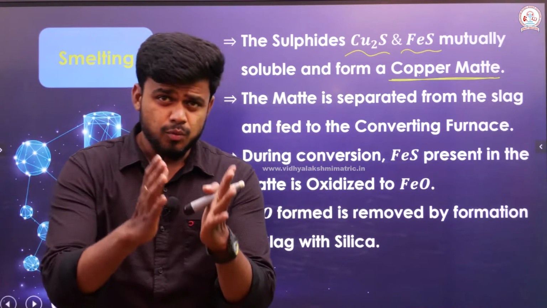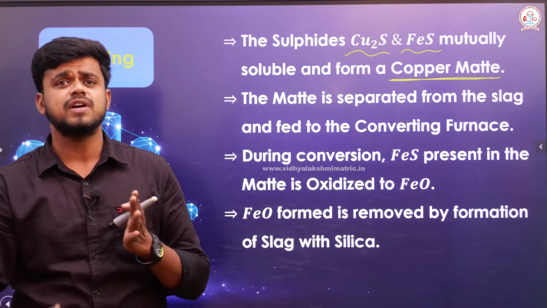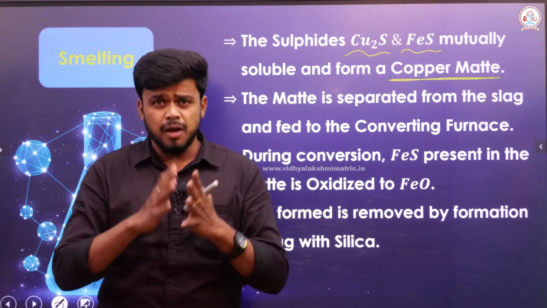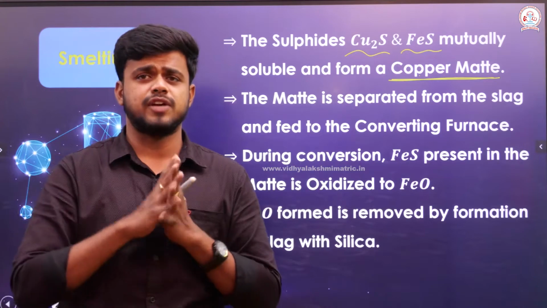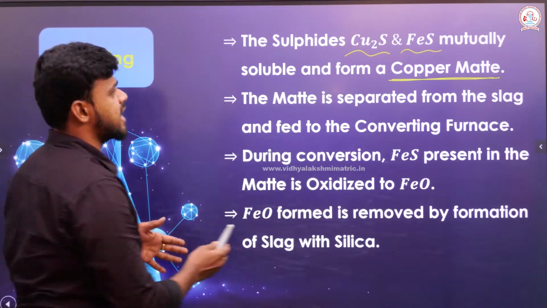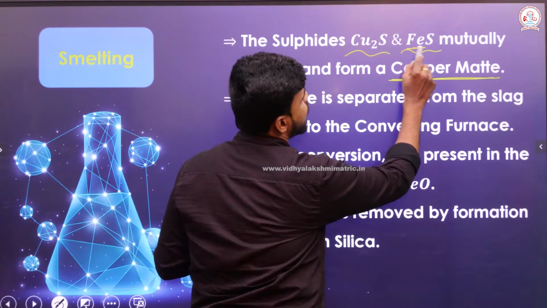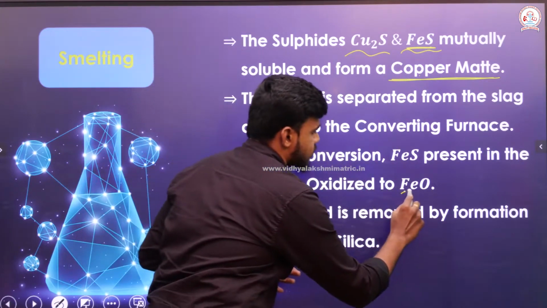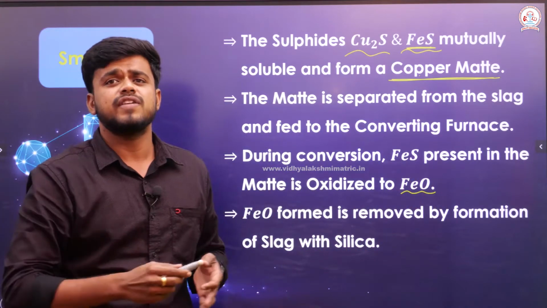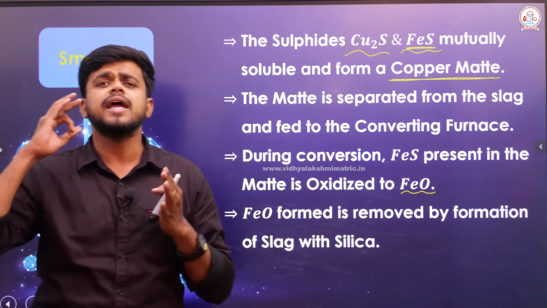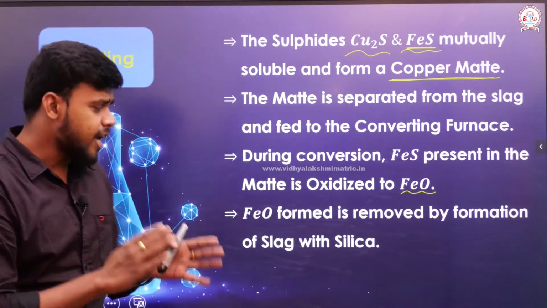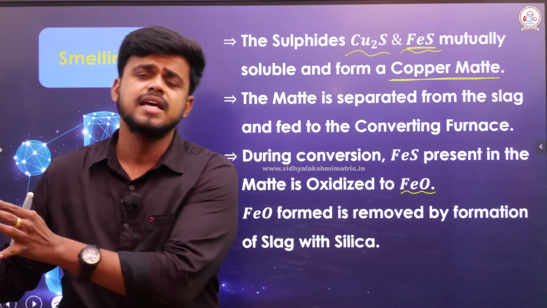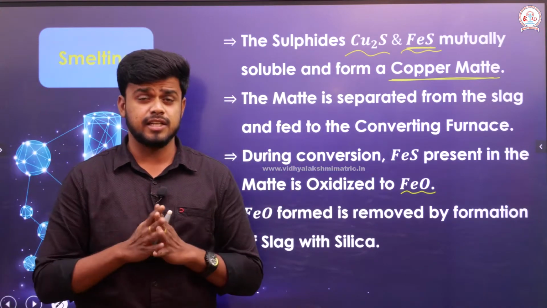Okay. What am I going to do? The matte will be shifted into a converting furnace, through the process called Bessemerization, through a converting furnace. What is happening through that furnace? If there is any leftover ferrous sulfide, it will be oxidized to iron oxide. Now, this iron oxide is further removed with the help of the flux SiO2 and removed as slag. Silicate, I can very easily remove it.